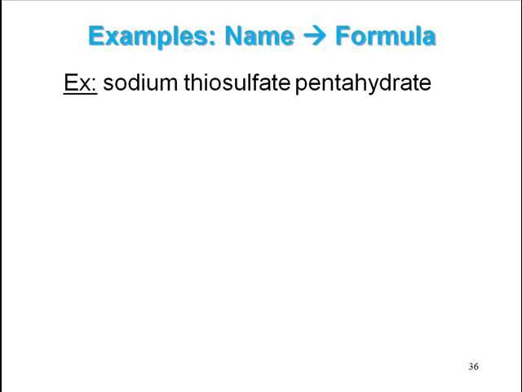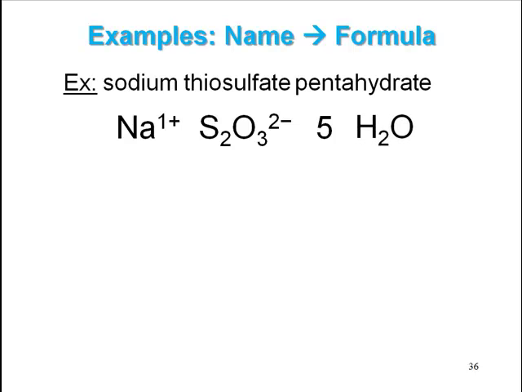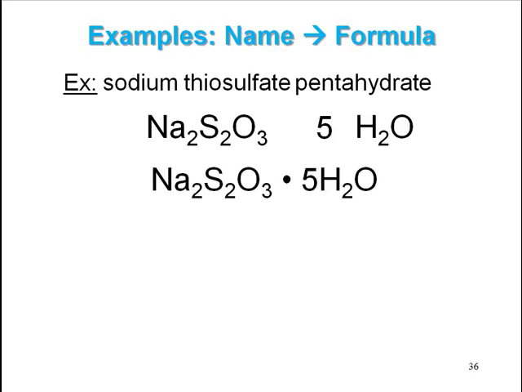So this is sodium thiosulfate pentahydrate. Think about how you would write this down. Here are the ions, sodium and thiosulfate. Penta means 5, and hydrate means what? Water. So we start out with this. Now what do we have to do with the ionic compound? We have to make sure it's neutral. Then we include the hydrate symbol in the middle, saying the water is attached to the sodium thiosulfate.